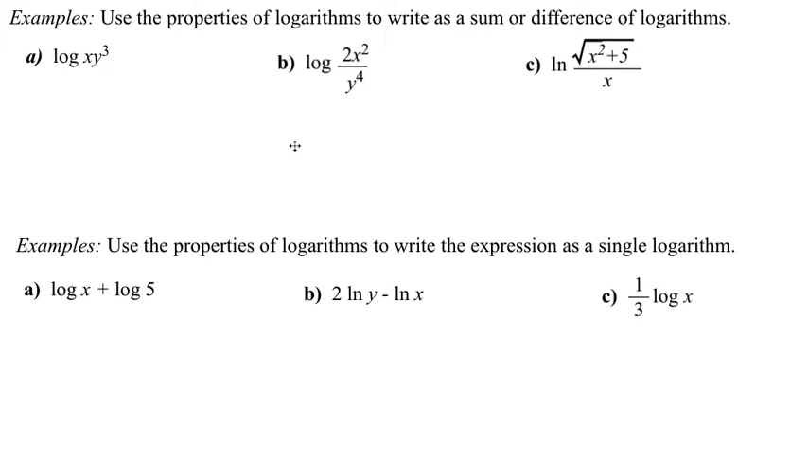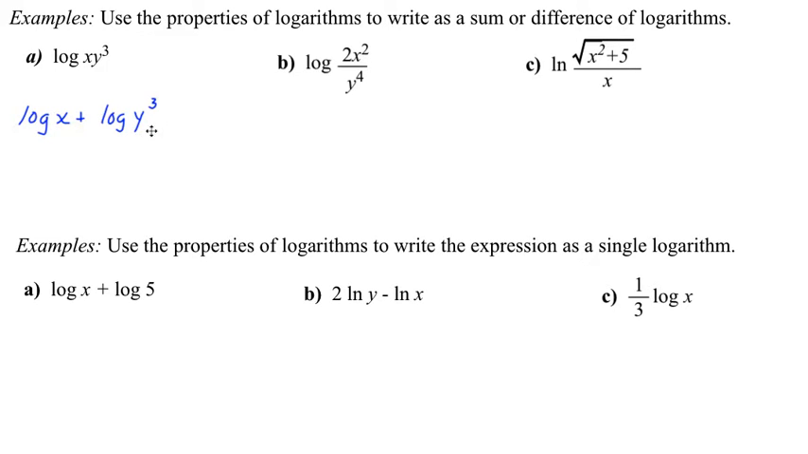So here's a few examples. We're going to jump right in. Use the properties of logarithms to write a sum or difference of logarithms. So in the first one, letter A, we have two things being multiplied together, and we also have one of them has an exponent. So we know from the product rule that the logarithm of two things multiplied together is the same as those two logarithms being added together.